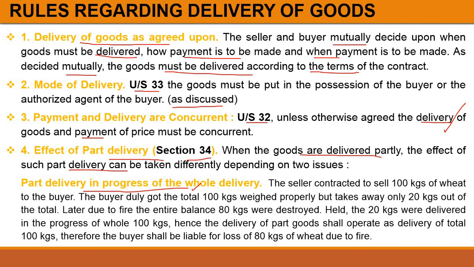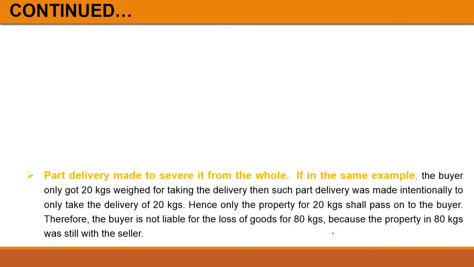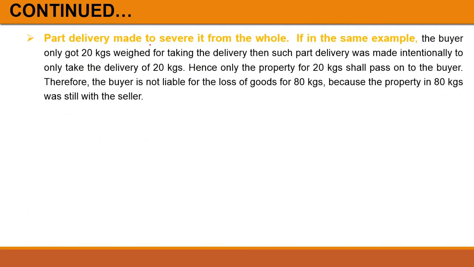For example, you can see this case in front of you. The buyer duly got a total of 100 kg weighed properly and takes away 20 kg. So 100 kg has been weighed by the seller and the buyer takes 20 kg out of the total. Later on a fire occurred and 80 kg were destroyed. Now who will be responsible for this loss? As the 20 kg were delivered in progress of the whole 100 kg, it will be considered that part delivery means full delivery. Part delivery will operate as the delivery of the total and the entire loss of 80 kg will belong to the buyer.